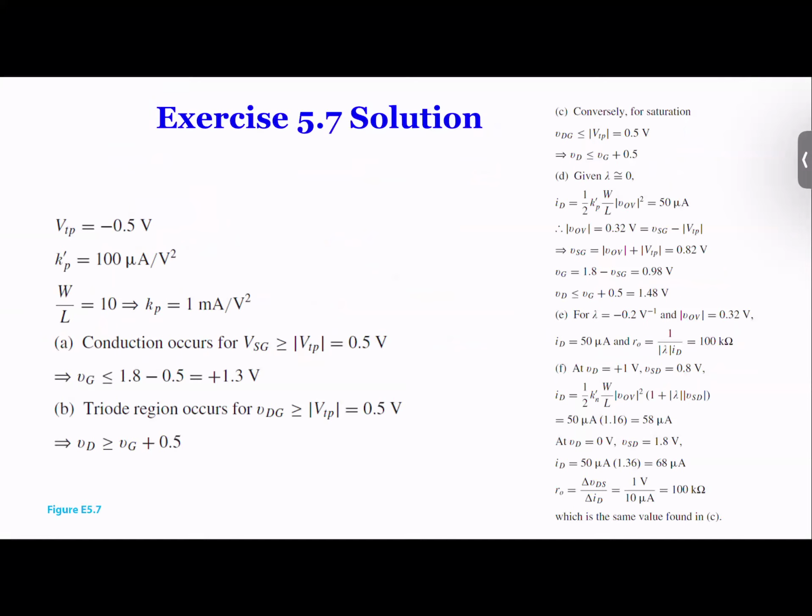Okay, so some slides. For example, when we say VSG is 1.8 minus 0.5, right? So that's 1.3. So VG has to be less than 1.3. If VG is more than 1.3, then VSG will be less than 0. So that's the first one.